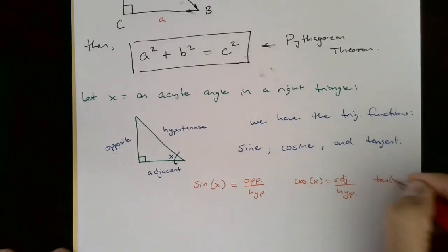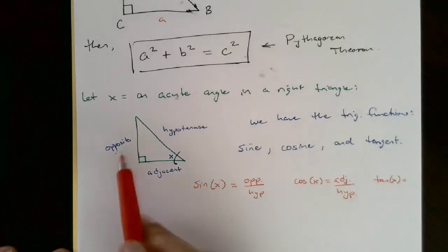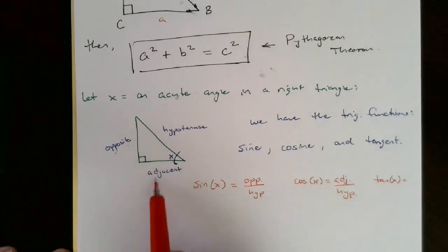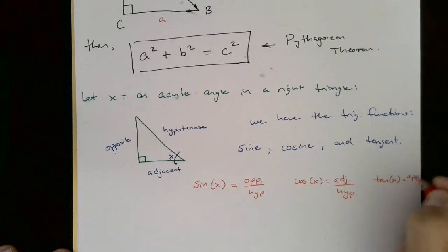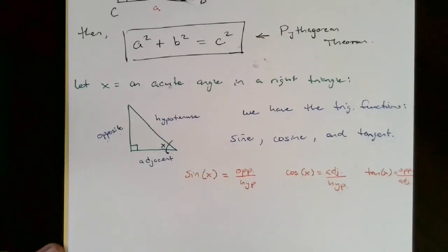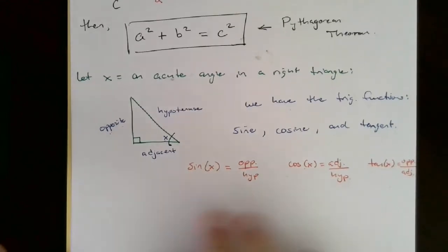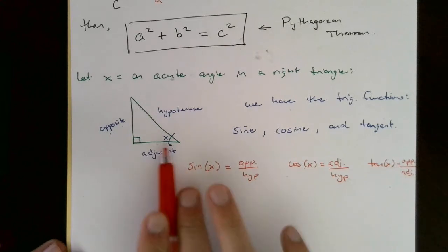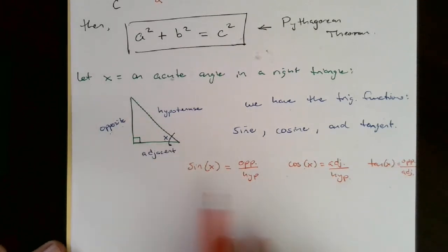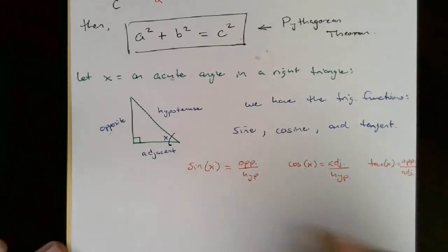And the tangent of x is equal to, here's x, the opposite over the adjacent. So opposite over adjacent. And you do have to memorize these relationships, but these help us find out what angle has what relationships with which sides, and it can also help us find the angle if we need to.